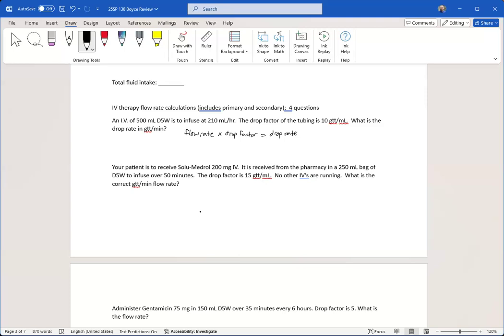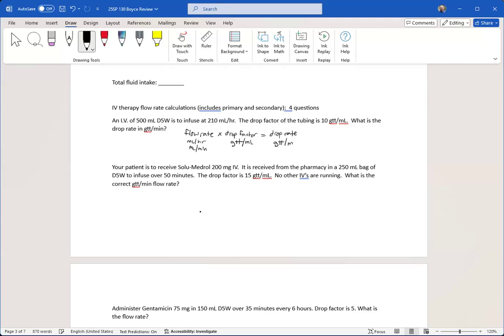Flow rate is going to be milliliters per hour, but it could also be milliliters per minute. It could also be cc's per minute, because cc and mL mean the same thing. Drop factor is drops per milliliter. So if you get a question that just tells you the drop factor is 5, just know that that means 5 drops per milliliter. And drop rate is drops per minute.